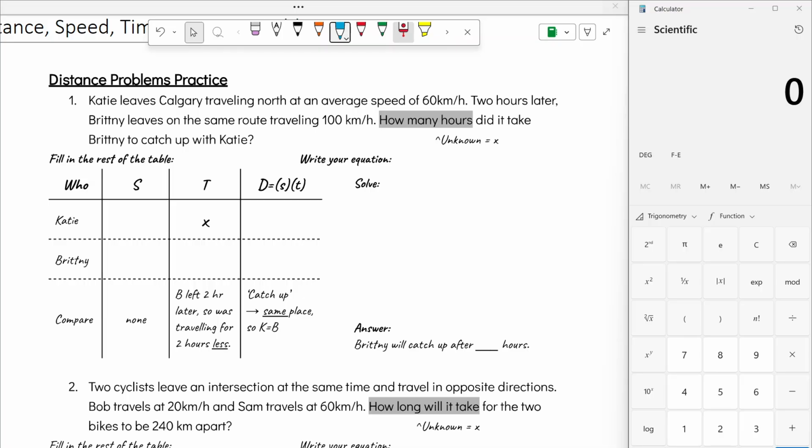So in question 1, we've got Katie leaves Calgary traveling north at the average speed of 60 kilometers per hour. 2 hours later, Brittany leaves on the same route traveling 100 kilometers per hour. We want to know how many hours did it take Brittany to catch up with Katie.